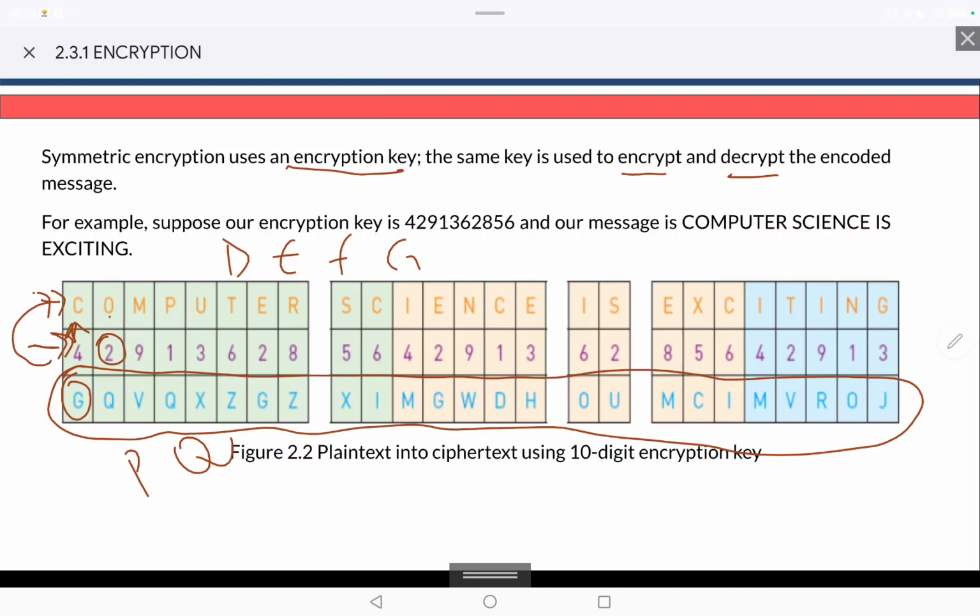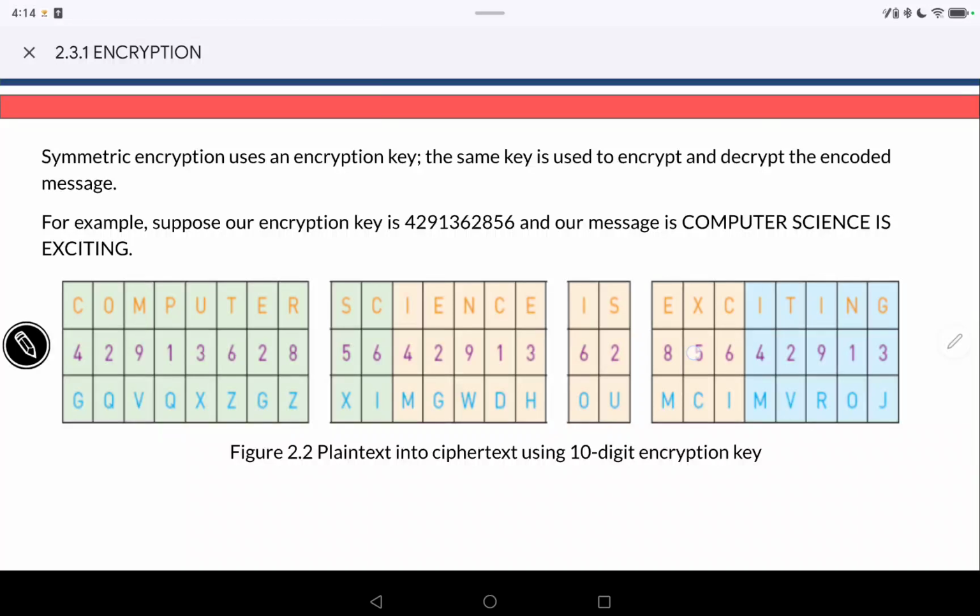Now, when this data gets to the receiver, the same key will be used to decrypt the data back to the original data. For example, G. So we know we are using 4, so it just needs to go back 1, 2, 3, and then 4. Then we have C. That is how symmetric encryption works.